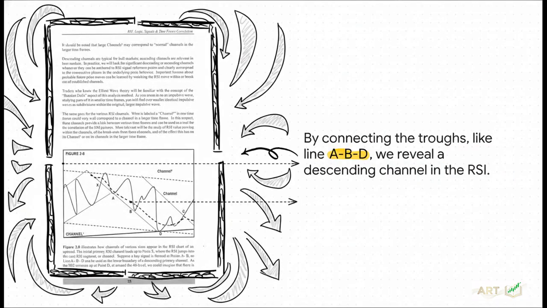Now watch this. Look what happens when we do something incredibly simple. We just connect the significant lows, like points A, B, and D right here. All of a sudden, bam, a clear descending channel just pops into view. Now remember, this isn't a price channel, this is a momentum channel, and it defines the boundaries and the trend of the market's underlying strength. It's a whole new ballgame.